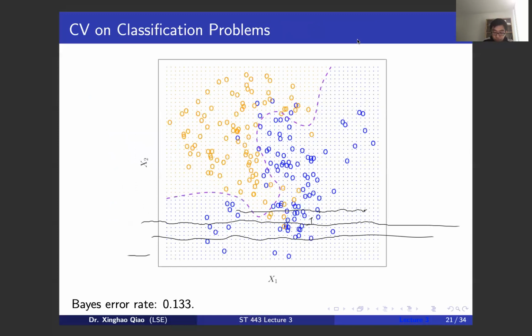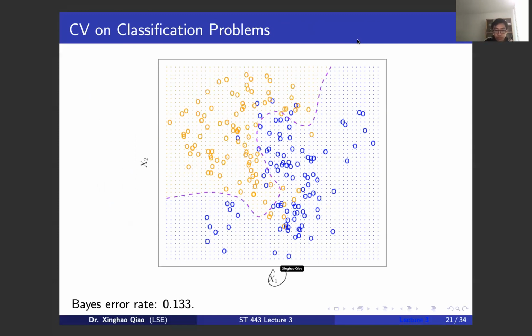Now let's apply cross validation to the classification problem we talked about in the second lecture. This is still a two-class classification problem with two dimensions, X1 and X2, with an orange class and a blue class. This is a simulation data example, and we know how the data are generated. So we can easily calculate the true posterior probability, and the Bayes decision boundary is the set of points where the posterior probability for the orange class is the same as for the blue class.